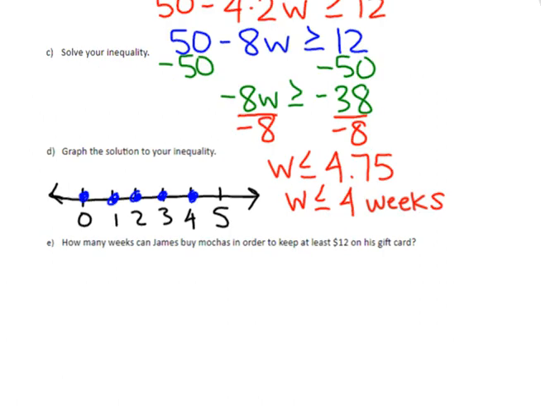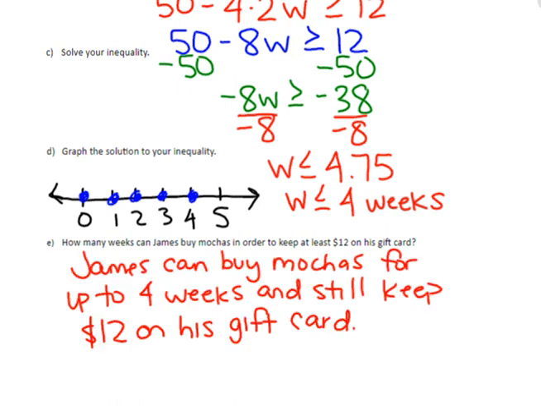Okay, so final portion. He can buy mochas for 4 weeks. All right, complete answer. James can buy mochas for up to 4 weeks and still keep $12 on his gift card.